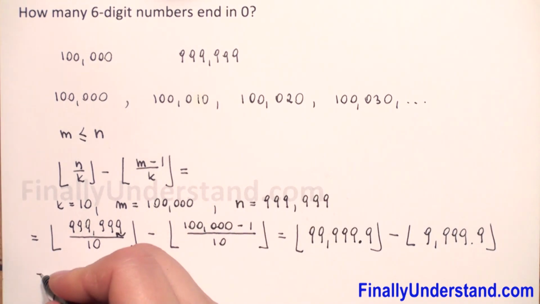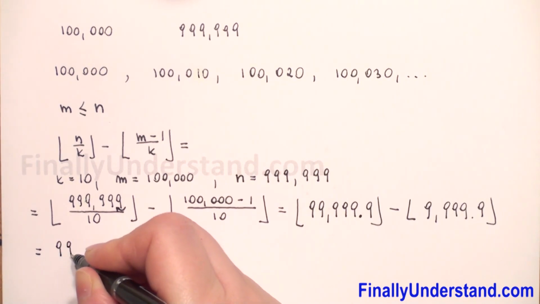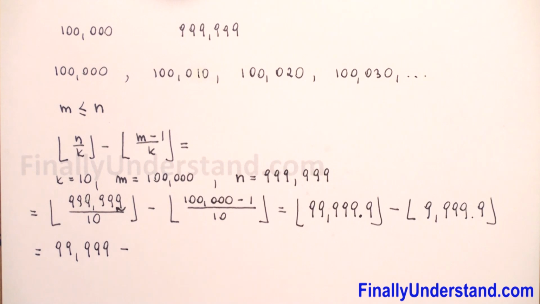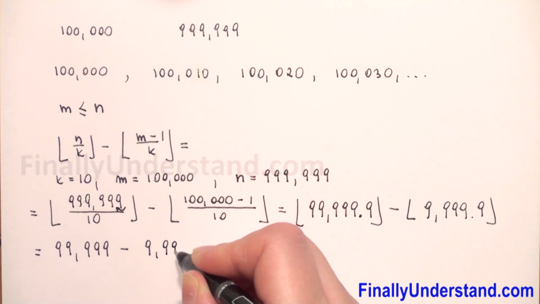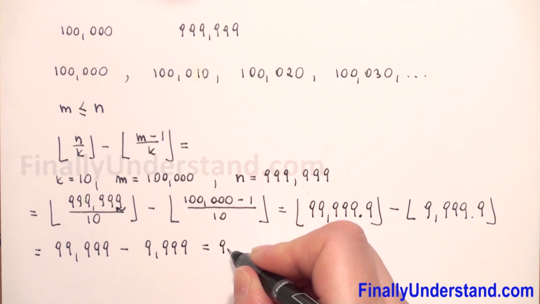99,999. So we have 99,999 minus, again, the floor of this number. We have to find the largest integer which is less than or equal to this number. The largest integer will be 9,999. So this is equal to 90,000.